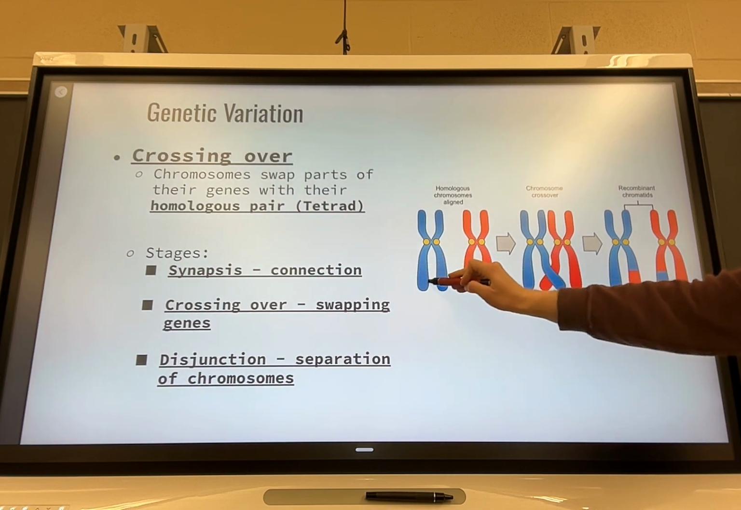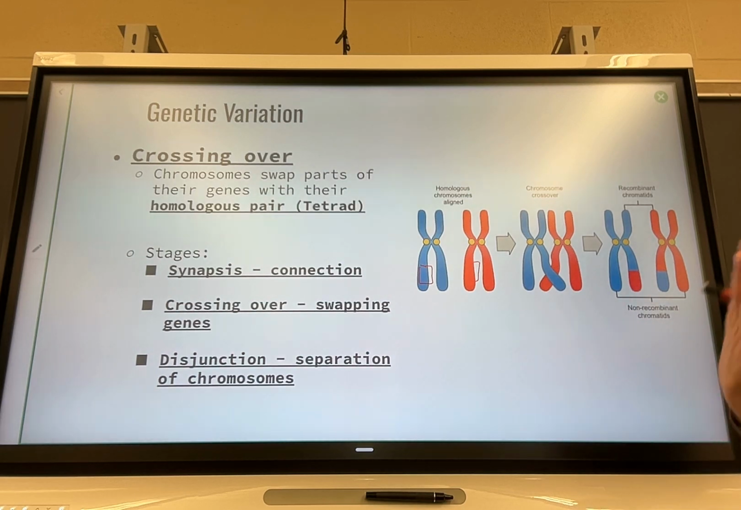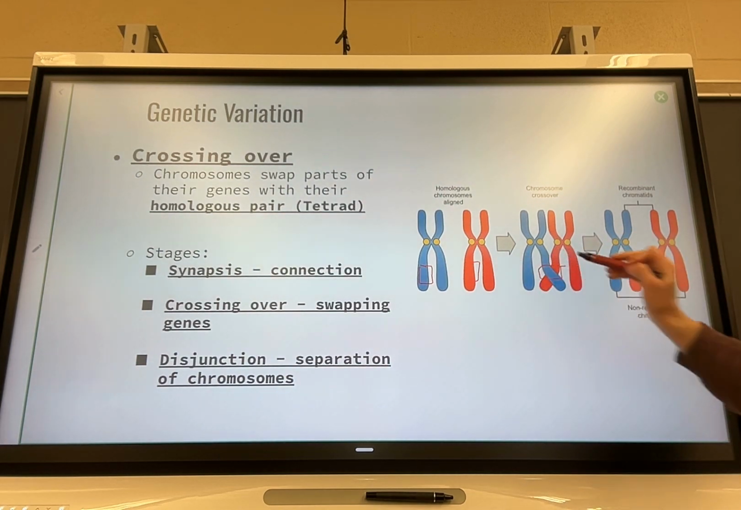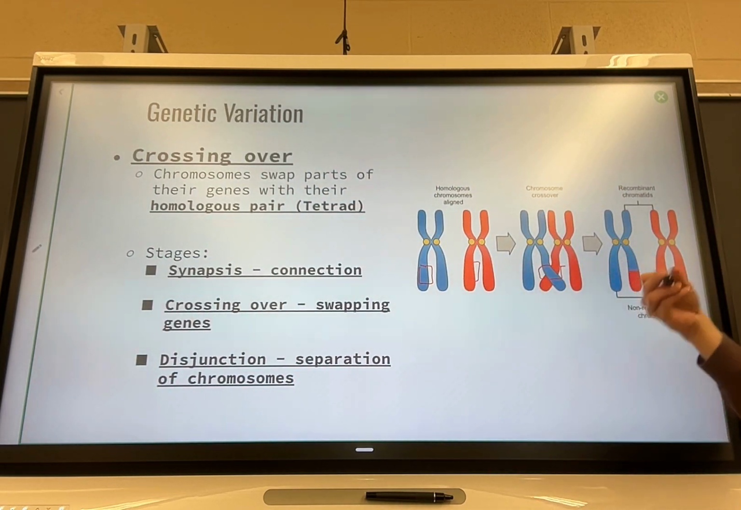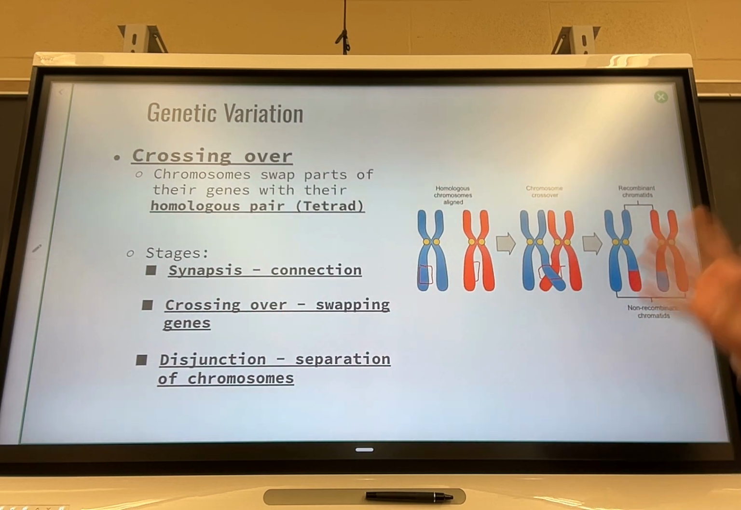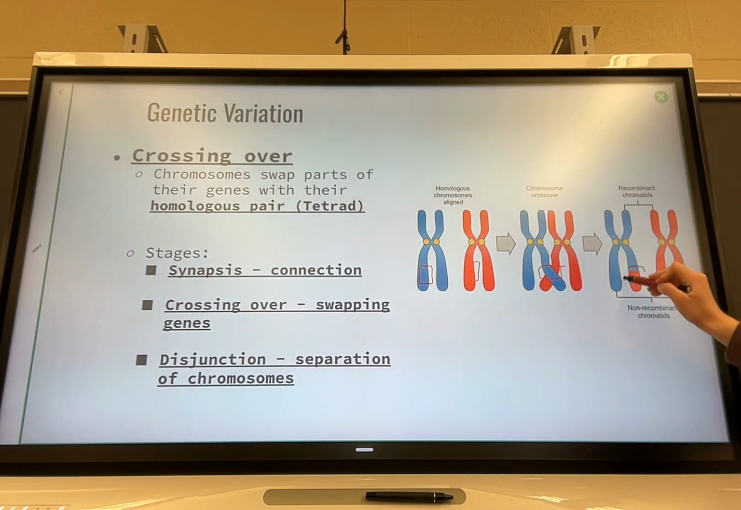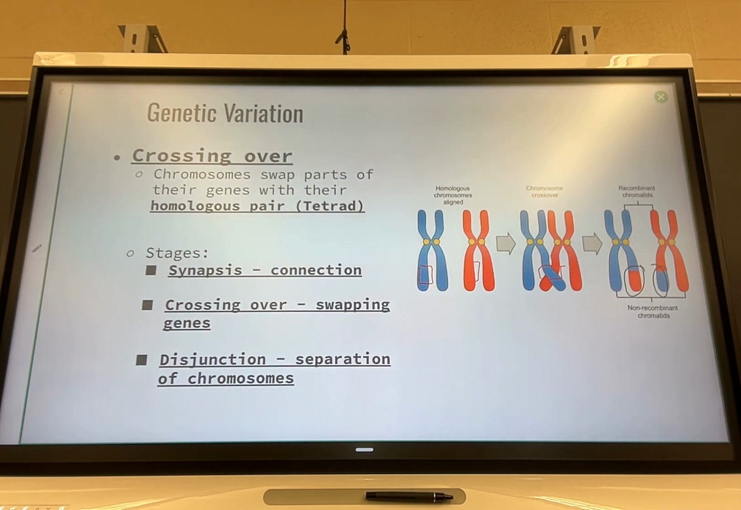On homologous chromosomes, each of the arms should have the same genes in the same locations. By crossing over, we can swap these sections, giving a section to the other chromosome. This allows for a lot of genetic variation, which we'll see a lot more when we get into genetics. And finally, we get to disjunction, where we can see we have these recombined sections in our new chromosomes.